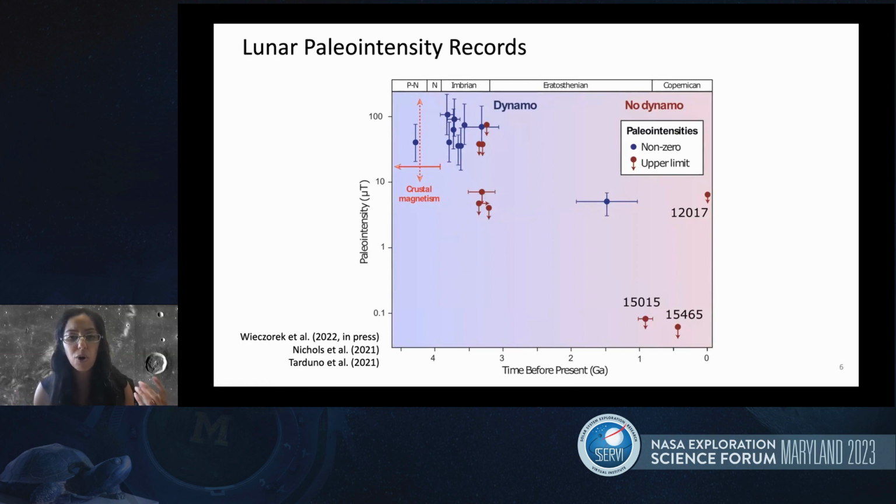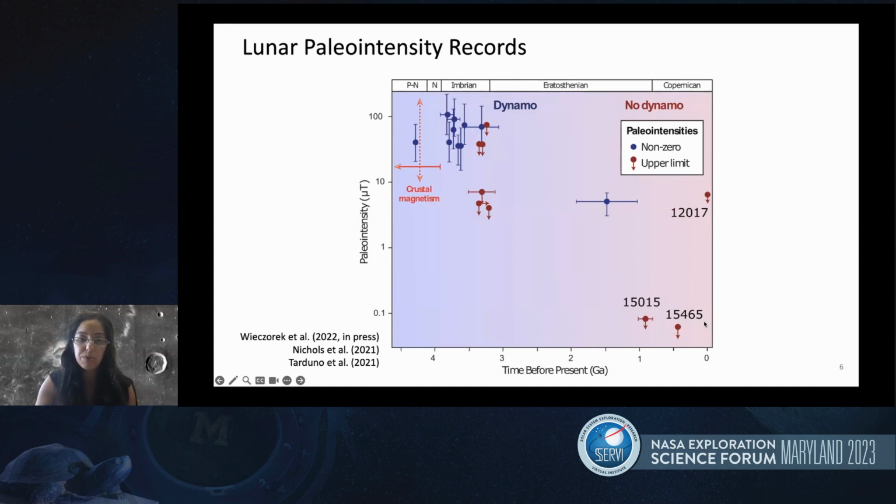And so over the past decade, we developed this sort of timeline of lunar paleo intensities where there was a high field period where strengths were comparable to the Earth's field today, followed by a decline in field intensity. And we've inferred that the lunar dynamo probably ceased by about 1 billion years ago.